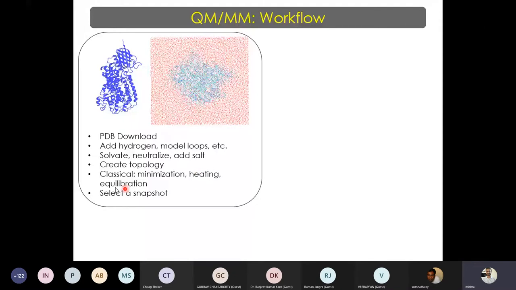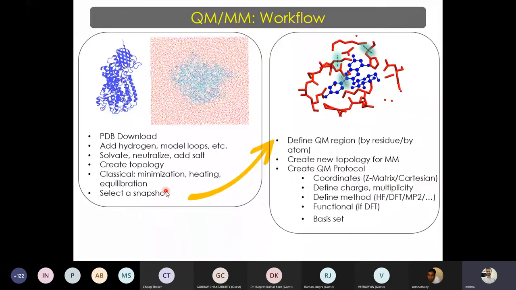After all these things are done, you can also do some equilibrium MD simulation. After that, you select a snapshot. All these were standard molecular dynamics strategy. Now starts what new we can do for the QMMM.